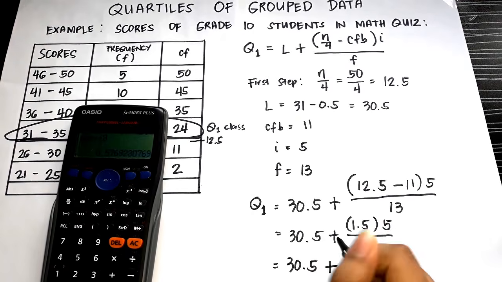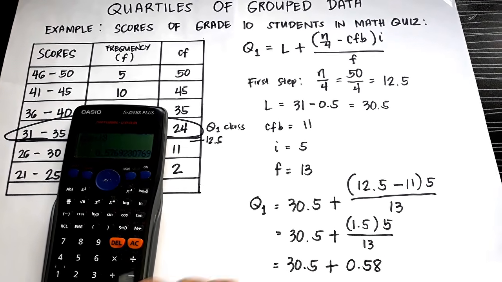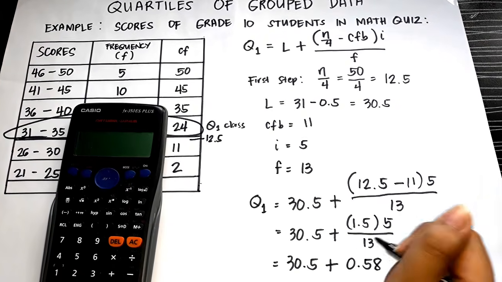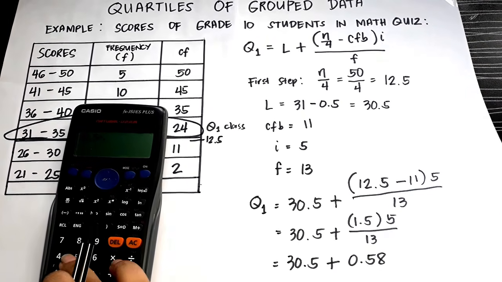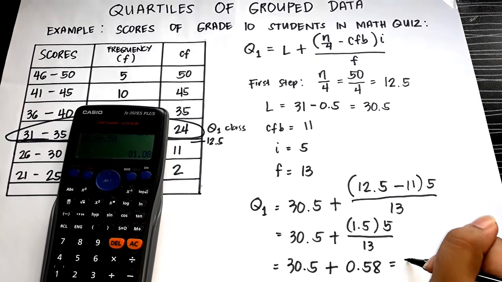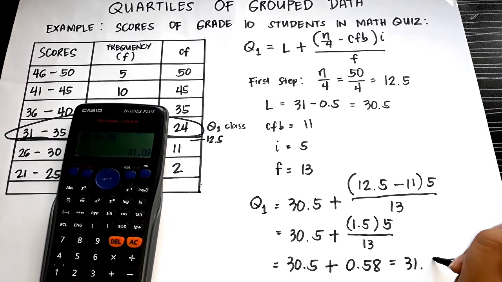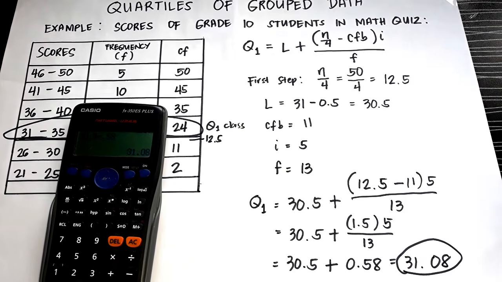30.5 plus 0.58. And now we can add 30.5 plus 0.58. That is 31.08. That is our quartile 1.